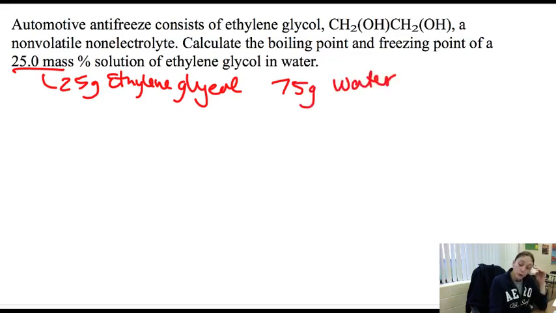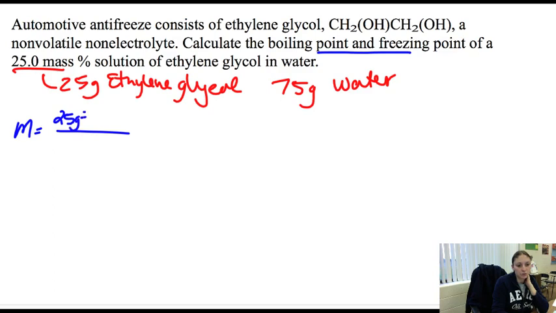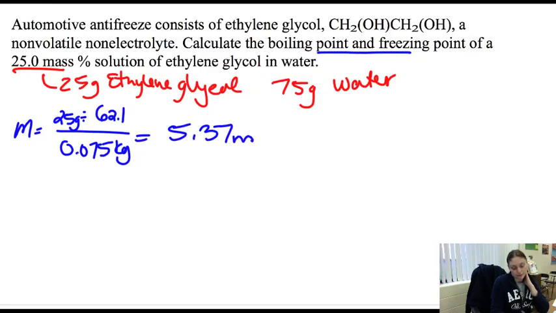And for both of these, boiling point and freezing point, I need to know my molality. Well, we think back to what molality is. It's always molality of my solvent for both of these. It's moles of solute per kilograms of solvent. So take my 25 grams of my solute, divide by my molar mass of ethylene glycol, add all those C's, H's, and O's up, we get 62.1. Divide by kilograms of solvent, and we get a molality of 5.37.